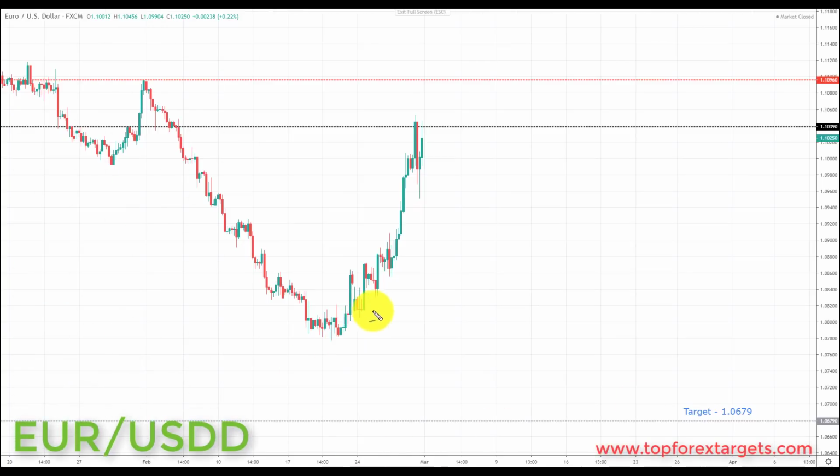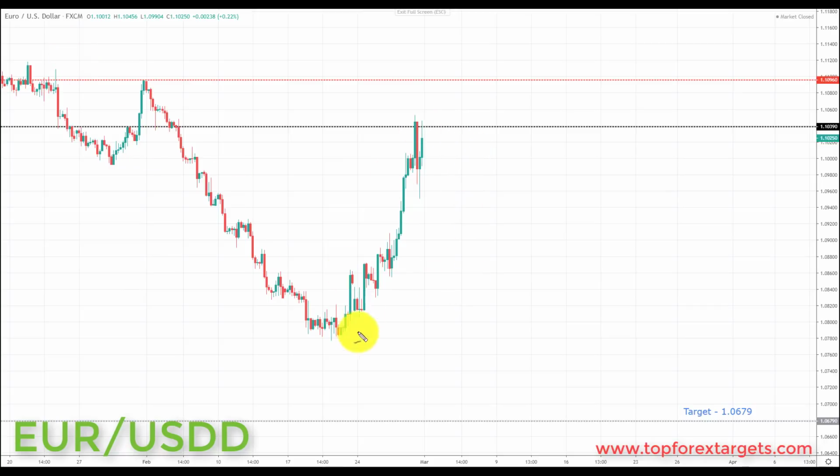Now last week we were looking for a pullback in euro dollar, further declines to the downside. We did get a pullback, but we didn't have any reversals to the downside. You can see this counter trend move is still intact. What we would like to see going into this week is we have not taken out the high, so the overall downtrend is still intact as it stands in the euro dollar.